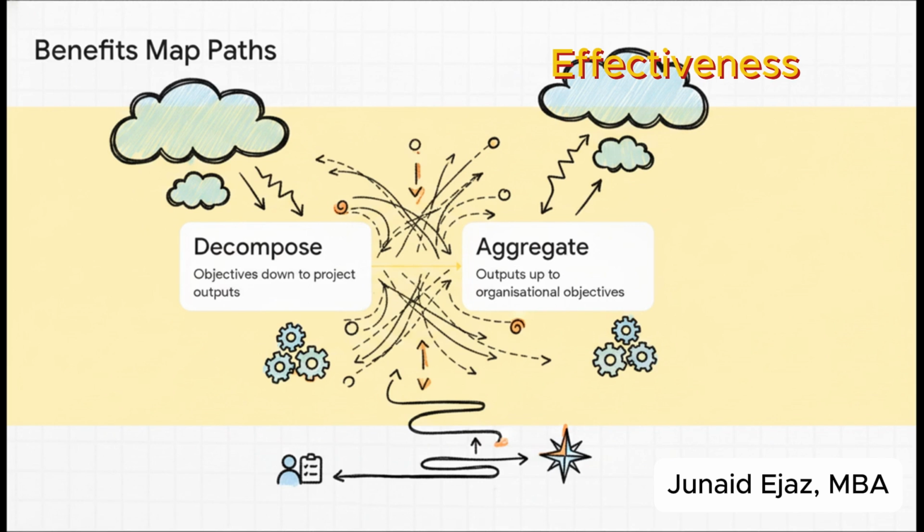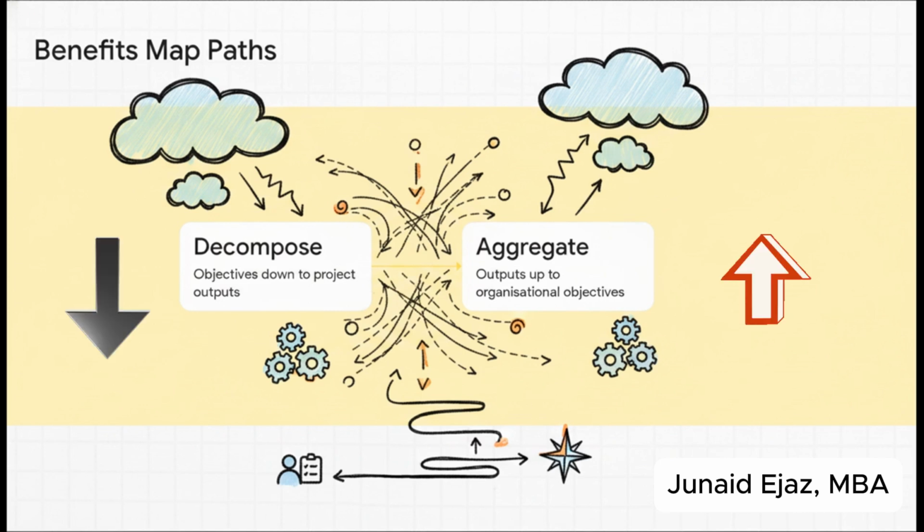Now, to map out how we actually achieve these benefits, we build what's called a benefits map. And you can take 2 different approaches to connect the how with the why. You can start way up high, taking your big organizational objectives and decomposing them downwards into specific bite-sized project outputs. Or you can start at the ground level, looking at your everyday project outputs and aggregating them upwards to see how they fulfill those massive goals.